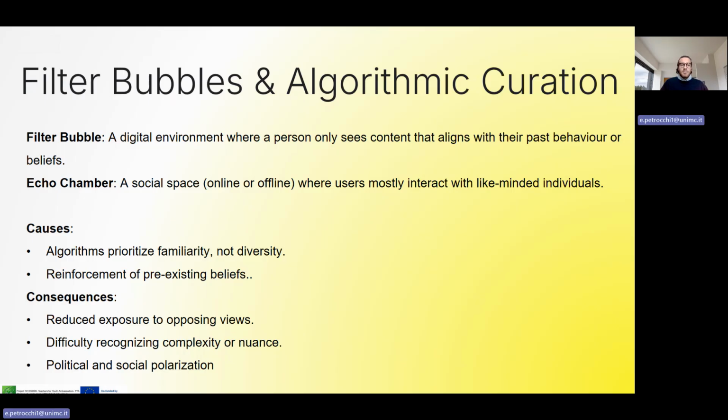I already mentioned these two concepts, filter bubbles and echo chambers, because they are implications of these methods. Filter bubbles are digital environments where a person only sees content that aligns with their past behavior or beliefs, while an echo chamber, in this sense, refers to online spaces where users mostly interact with like-minded individuals. The causes are that algorithms prioritize familiarity and not diversity, and reinforcement of pre-existing beliefs. The consequences, of course, are reduced exposure to opposing views, and we can imagine the political implications of that. Another consequence is the difficulty of recognizing complexity or nuances, and then political and social polarization.